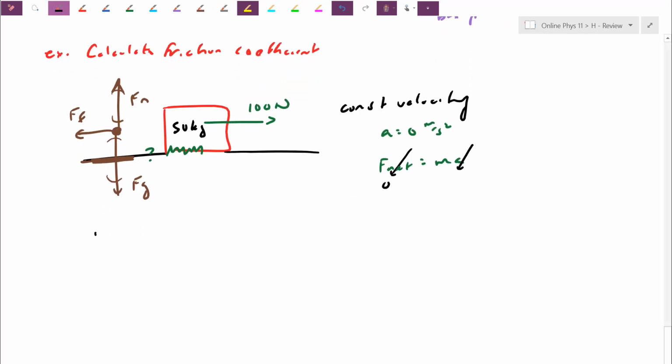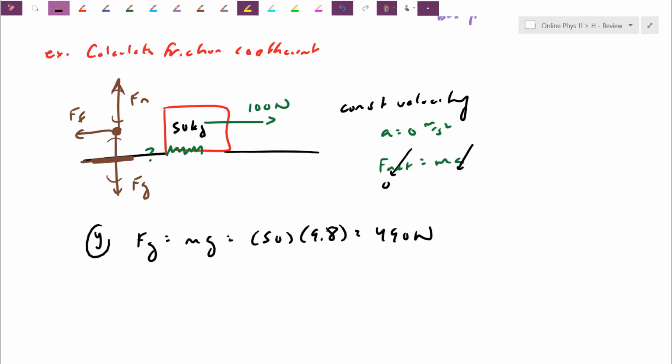So let's do that in order here. Let's do the y direction first. Fg, we always have a formula for, it's just m times g. So 50, assuming we're on the Earth's surface here, 9.8. That should give you 490. 50 times 9.8. So far, based on the masses, gravity is an attractive force pulling the box towards the Earth.